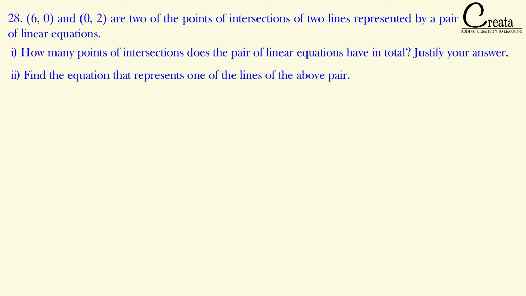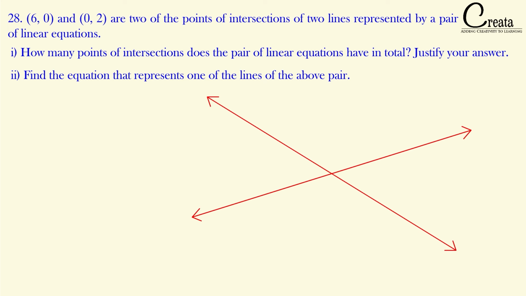So let's approach the question. This question is talking about a pair of linear equations, and the two points of intersection of these two linear equations are given as (6, 0) and (0, 2). Now the question is how two linear equations can have two intersecting points.